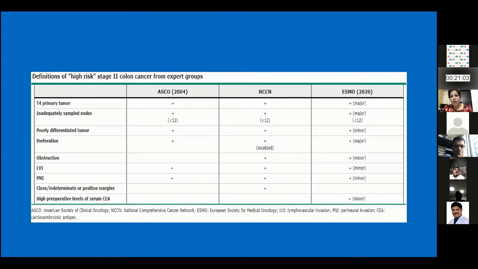Right. So, as Dr. Gautam just mentioned, various associations like ASCO, NCCN, and ESMO have given guidelines on what they consider to be high risk in stage 2. The recent literature is from ESMO in 2020, where they have divided into major and minor criteria. The major criteria include perforation, T4, and inadequately sampled lymph nodes, which is less than 12, whereas all the other factors which Dr. Gautam mentioned, and a high preoperative level of serum CEA, are considered minor factors.